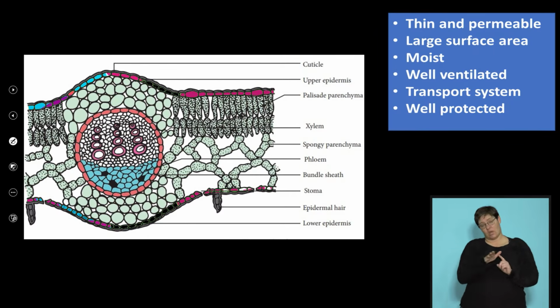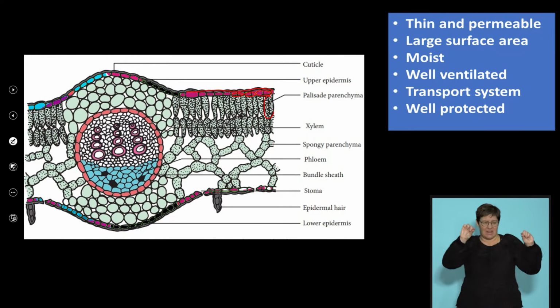I'm going to go to this one. This is the leaf. So when I think of the leaf, these are the requirements. Why is it thin and permeable? Guys, look here. Cuticle at the top. Very thin layer at the top called the epidermis. Nice and thin. Large surface areas. Wow, look at these huge, big, elongated palisade cells. You would have done this when you did plant organs.